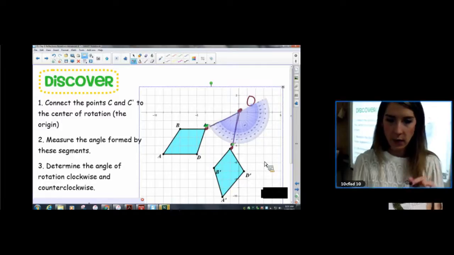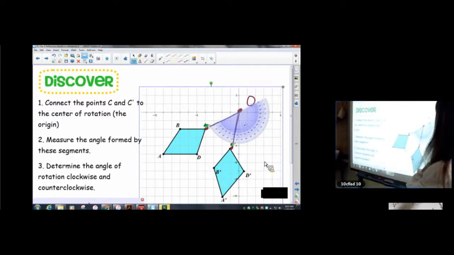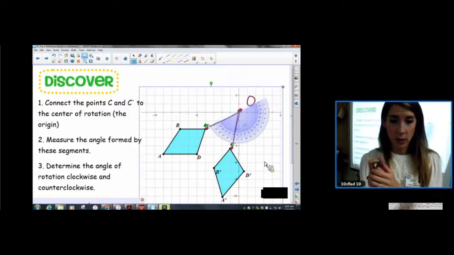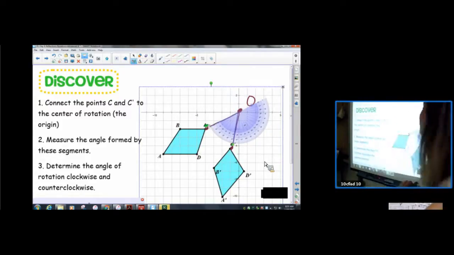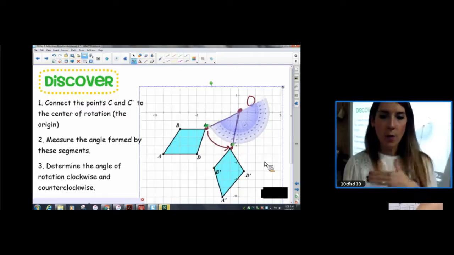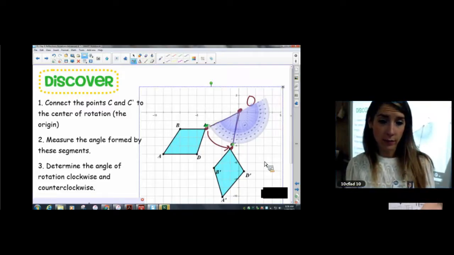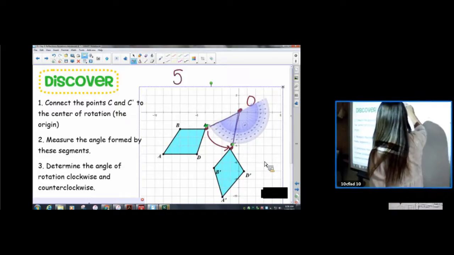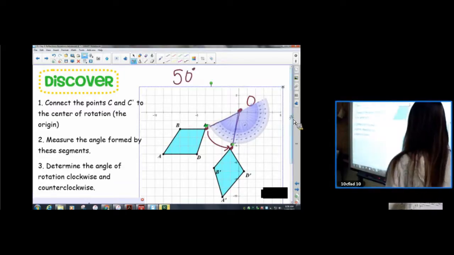50, yes. Okay, so you need to pay attention to where your primes are and where your original points are. Okay, yes, you got it. So when we go from our original to our prime, which way is that arrow pointing? Clockwise or counterclockwise? Counter, okay.